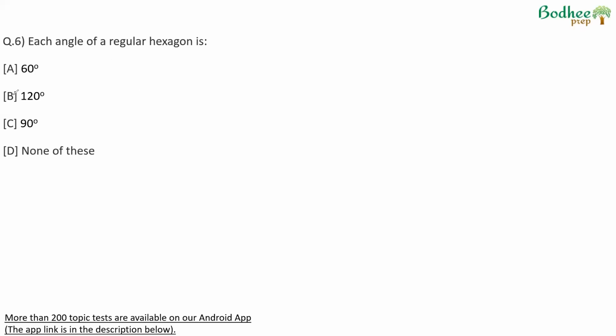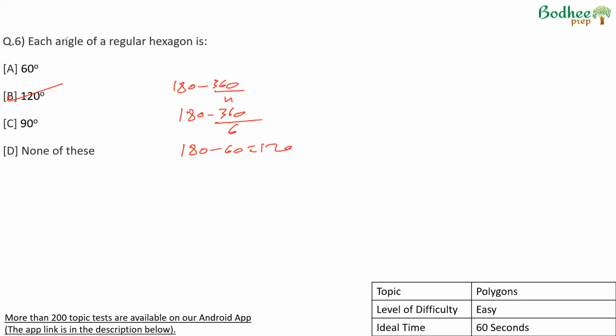Each angle of a regular hexagon, this is 120. This is a value that you would actually remember, but even if you don't, each angle is given by 180 minus 360 by n, n is the number of sides, so 180 minus 360 by 6, which is 180 minus 60, 120. Again, the easiest question that you can come across, less than a minute.